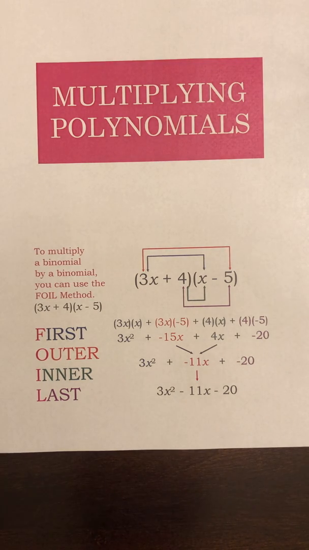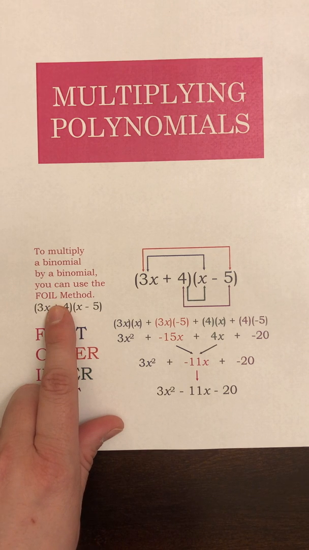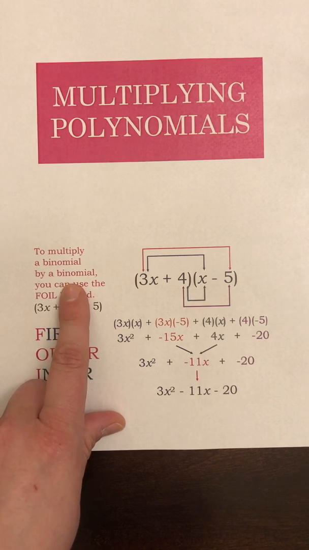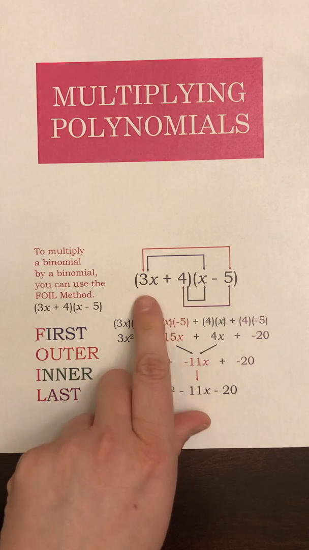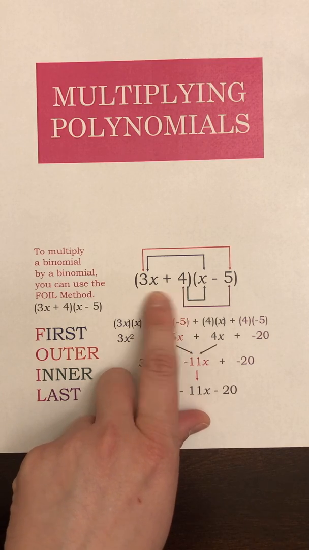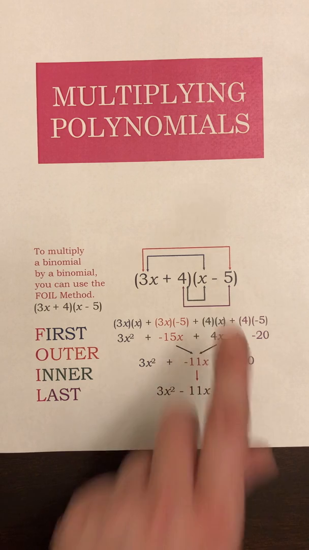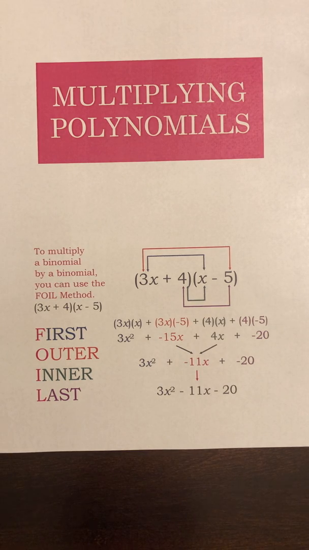So one thing I'd like to point out, and it says it right over here, is that the FOIL method is going to be used when you are multiplying a binomial times a binomial. Remember, binomial means that you have 2 terms. Notice that this set of parentheses has 2 terms. This second set of parentheses also has 2 terms. If you get a trinomial or something that's any other size, you cannot use the FOIL method, and we will see that today, and we will talk about what we do if that happens. But for right now, we're just going to work on using the FOIL method.